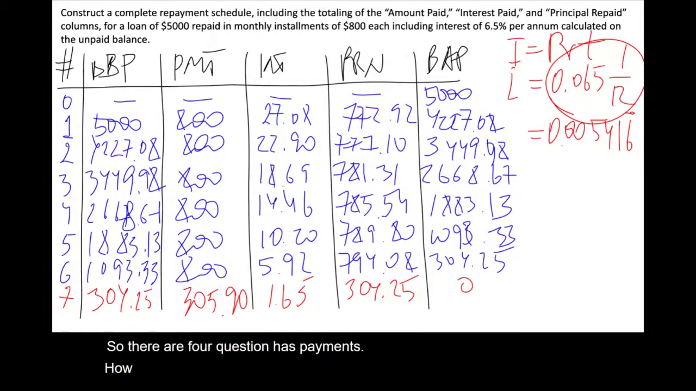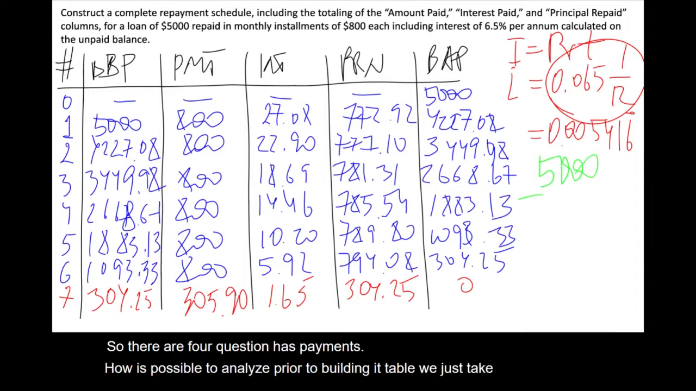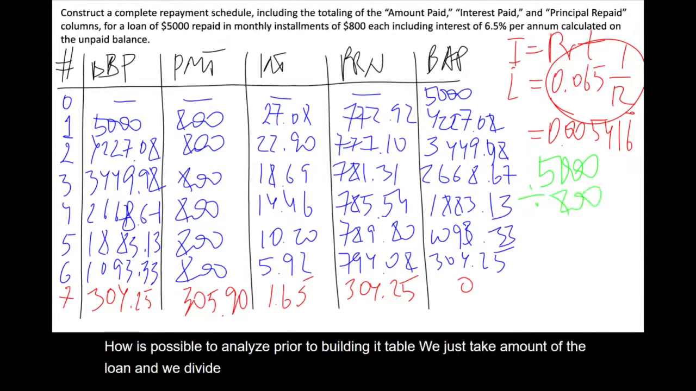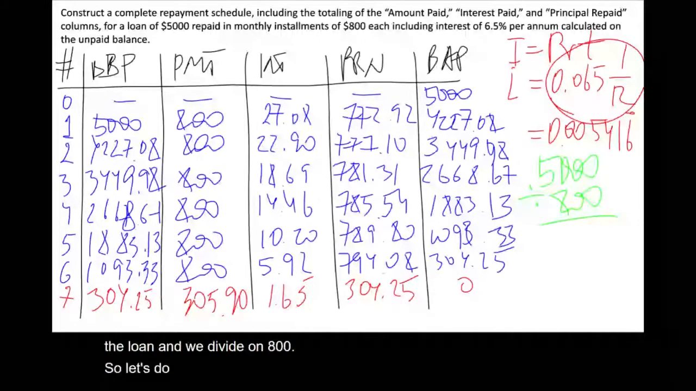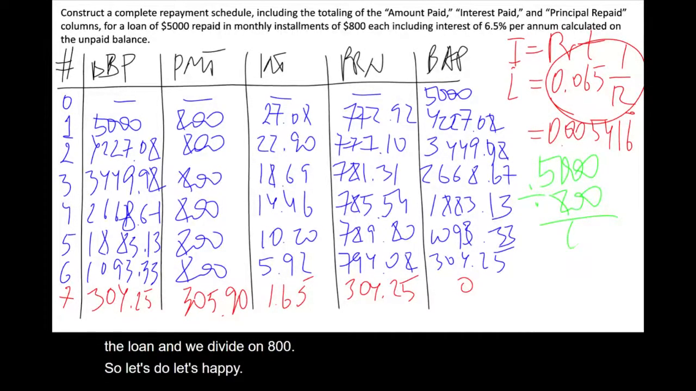How is it possible to analyze this prior to building a table? We just take the amount of the loan and divide by 800. So let's do this. It's 6.25. So 6 full payments of 800 and the last payment is adjusted. So 7 payments. Understood, guys?